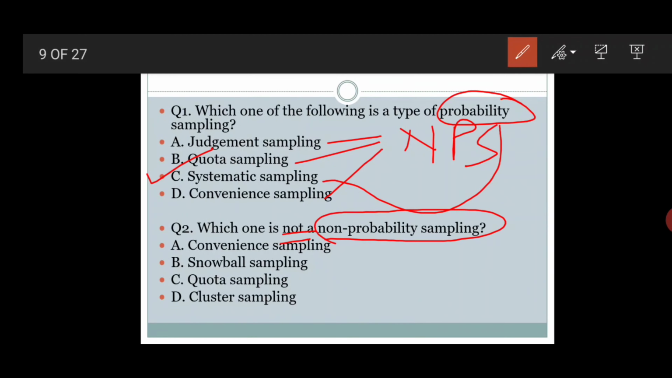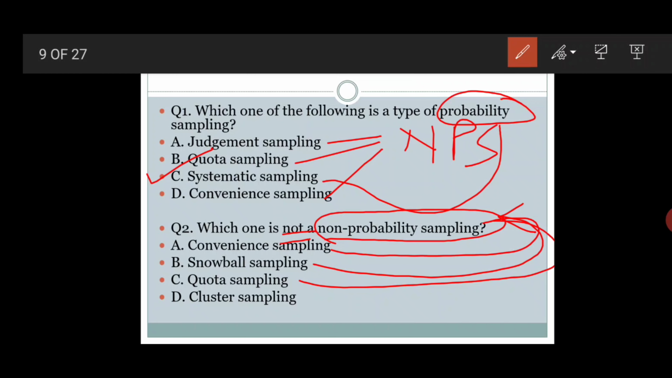So let us first find out non-probability sampling out of these 4 options. Convenience sampling is a non-probability sampling. So is snowball sampling and also quota sampling. So we are left with cluster sampling, which is a probability sampling. So our answer will be D. Cluster sampling is not a non-probability sampling. So just make sure you thoroughly understand these types of sampling and also recognize, which is very important, recognize which type of sampling comes under probability or non-probability.